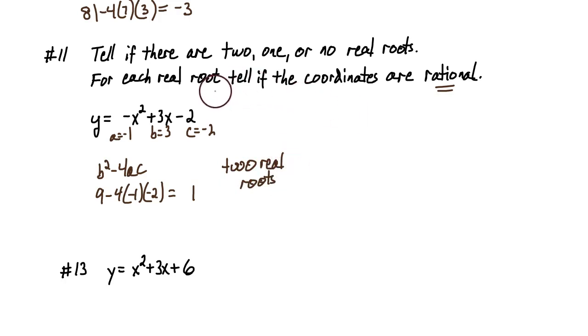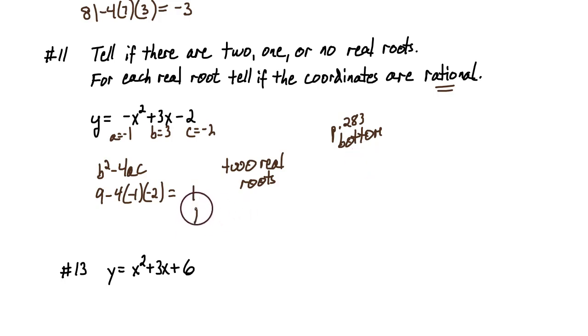The second part of the question says, if there are real roots, tell if the coordinates are rational numbers. To do that, we're going to use what's on page 283 at the very bottom of the page. There's a gray box with a key idea. It says a quadratic equation has rational roots if the discriminant is the square of a rational number.